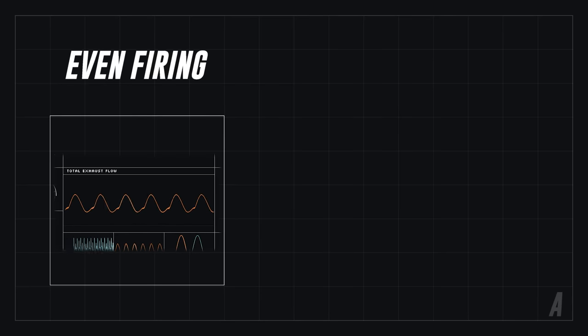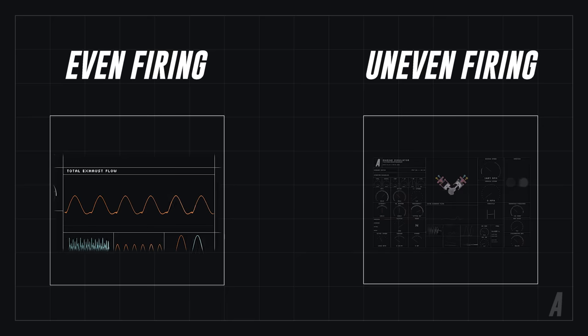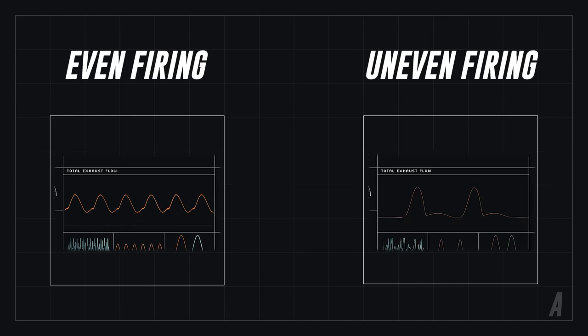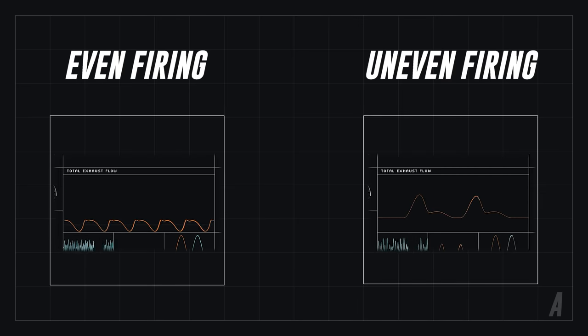A 90 degree V-twin, on the other hand, is not an even firing engine. Let's say that cylinder 1 fires at 0 degrees, cylinder 2 will then fire 450 degrees later, instead of 360. And then to complete the cycle, cylinder 1 will fire 270 degrees later. This uneven firing changes the sound of the engine slightly.